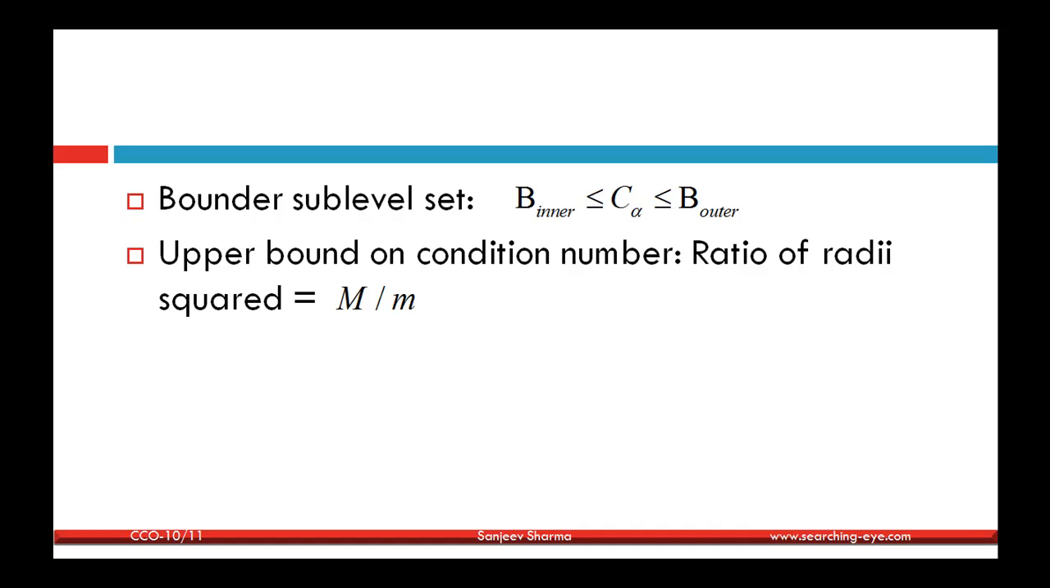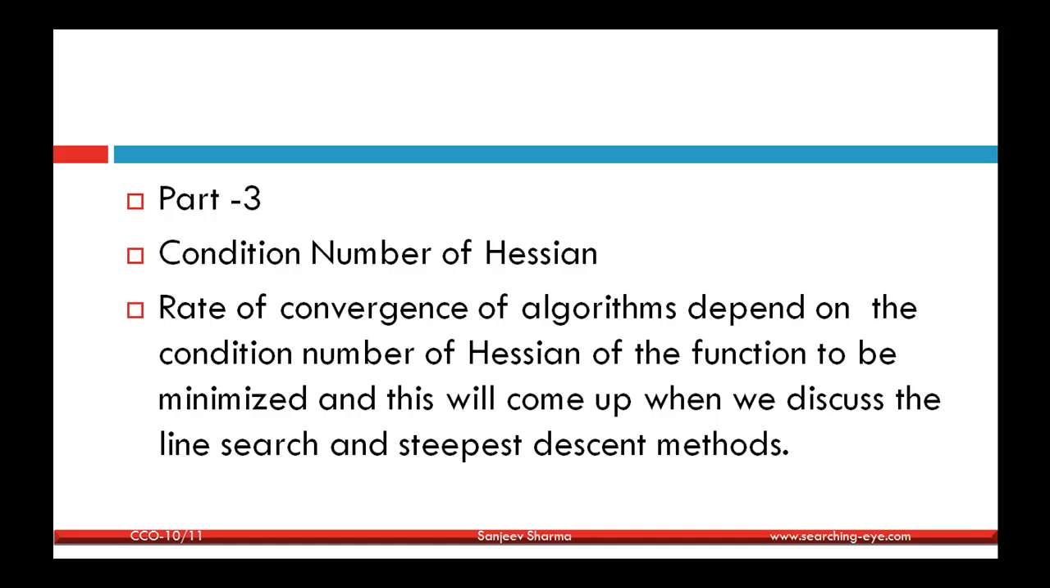So this was all about the condition number of the alpha sublevel sets, and now we will move on to part 3 of this presentation, which will analyze the condition number of the Hessian matrix, which plays a major role in Newton's method.